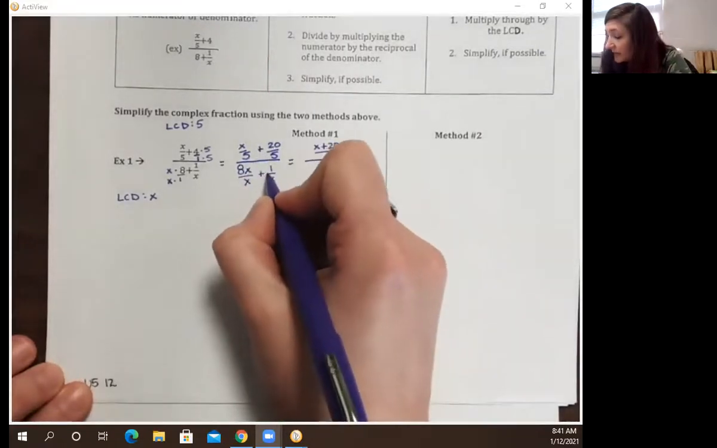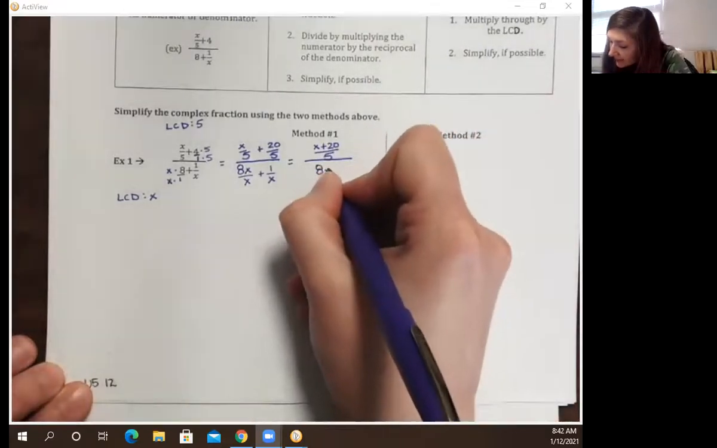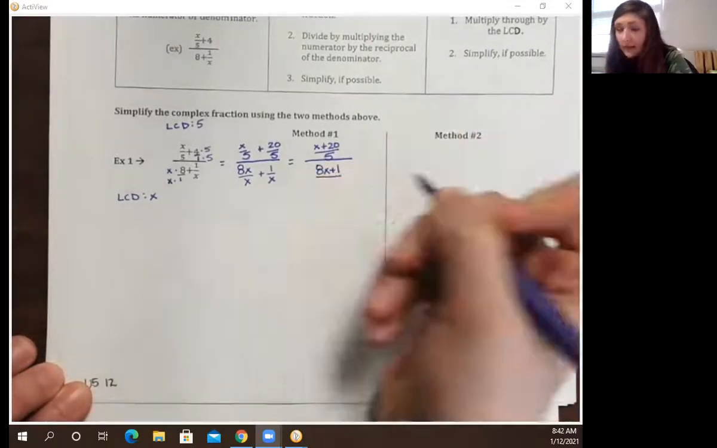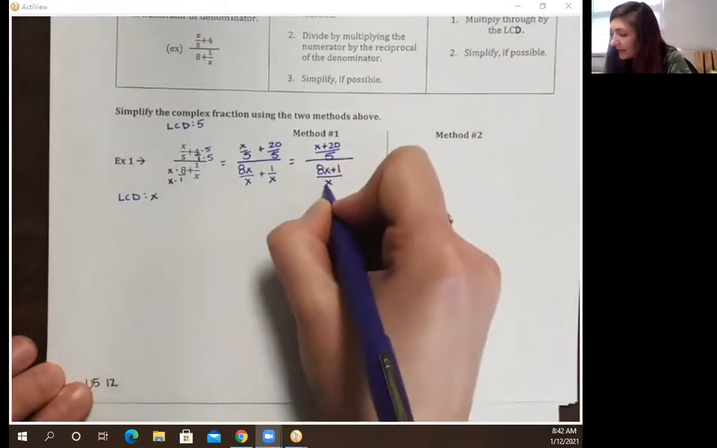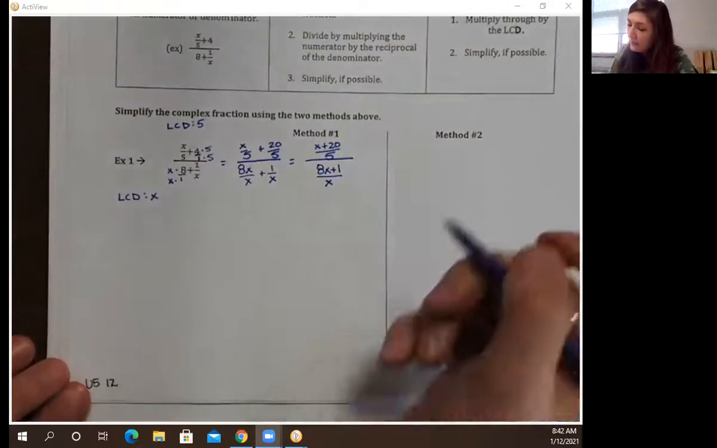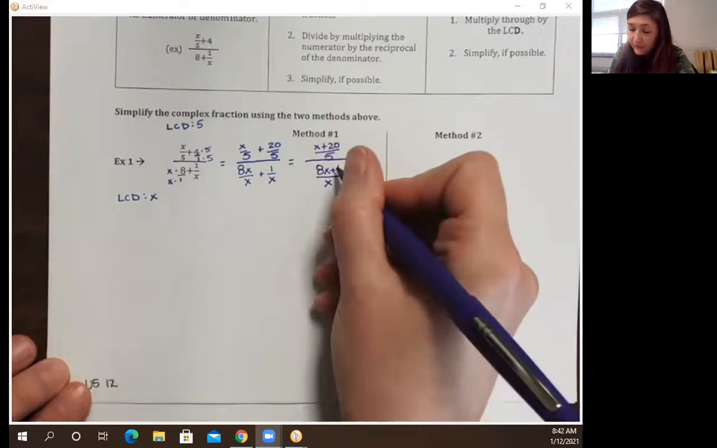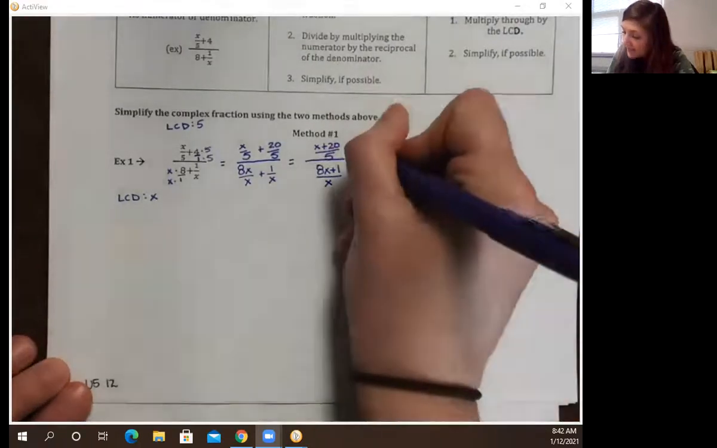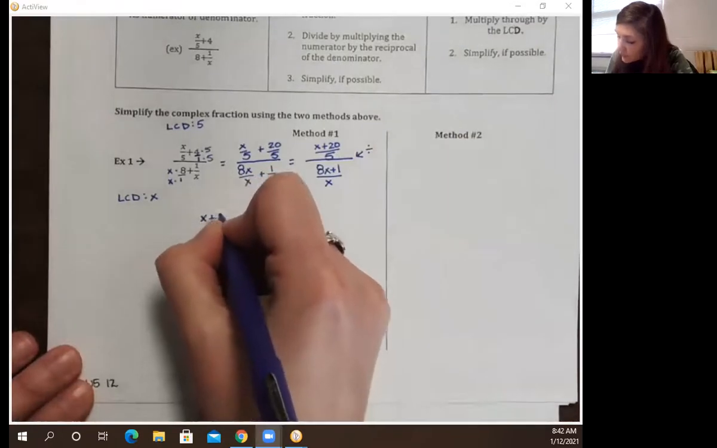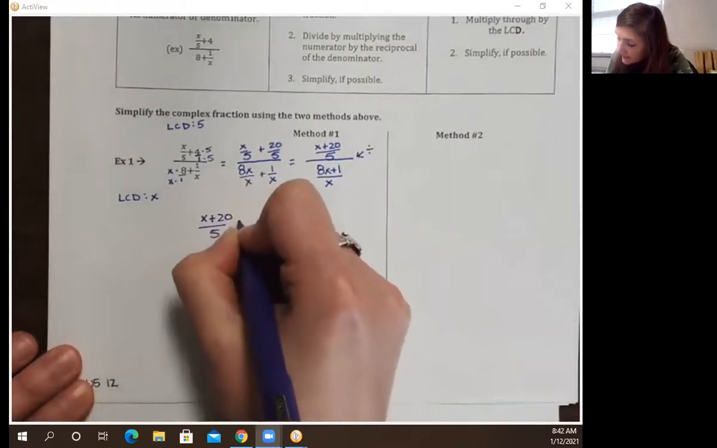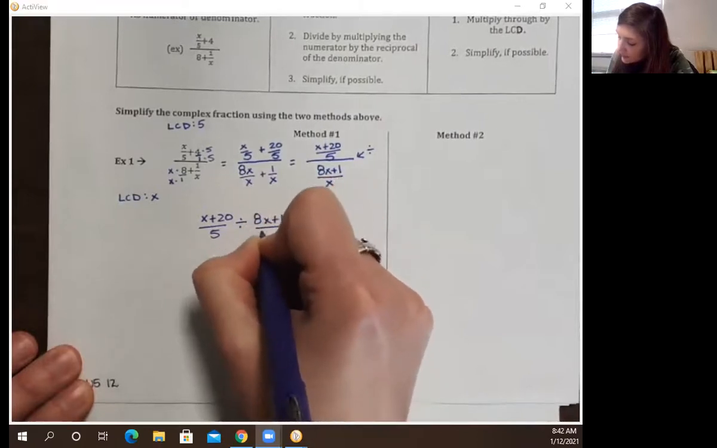So 8x plus 1, those aren't like terms. So the best I can write there is 8x plus 1. That's as combined as that can be. And then remember, my denominator stays the same. So now I've got one fraction on top of one fraction. So we're going to treat this as division. So I have x plus 20 over 5 divided by 8x plus 1 over x.